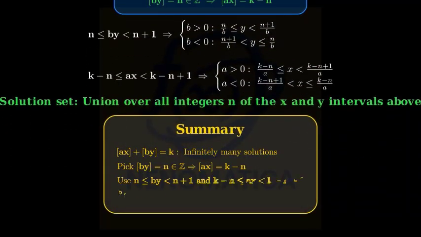Quick summary. We identified the case by looking at k, chose an integer for the floor of by, converted floor equalities into intervals, and then repeated for all integers n.